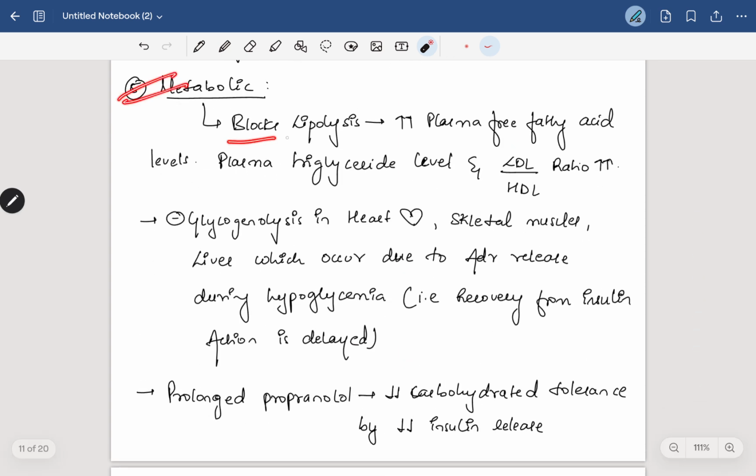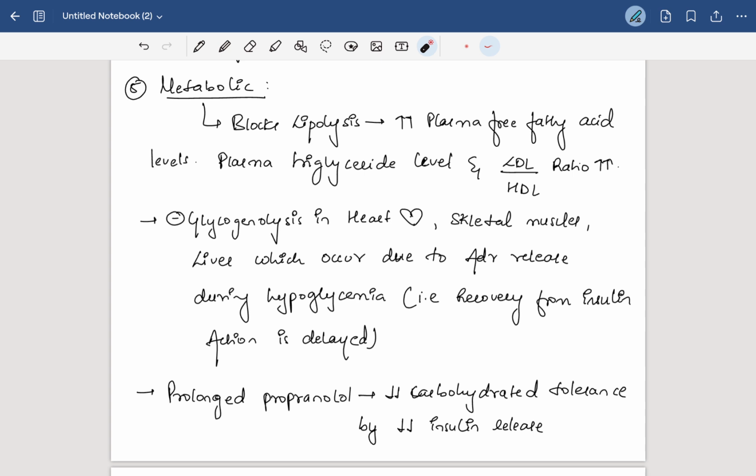Metabolic. It blocks lipolysis. What does lipolysis mean? That is breaking of fat, right? So it blocks lipolysis. Lysis means breaking. So in layman language, you can call it that there's no breaking down of fats, there is no metabolism of fats taking place.